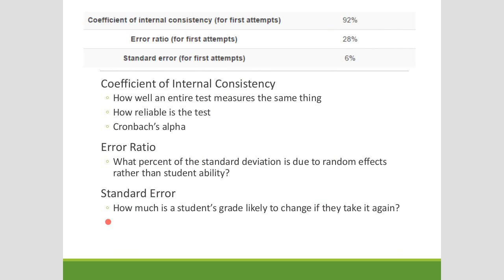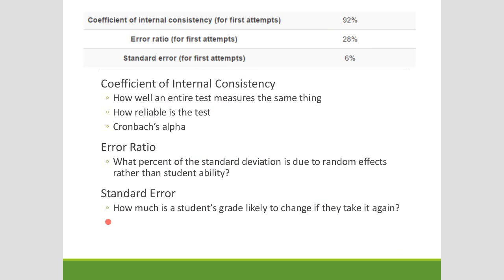Coefficient of internal consistency is measuring how well the test measures the same sort of thing. So when I write a chemistry test, I want that to be a test of chemistry. I don't want it to be a test of chemistry and calculus at the same time. There's no reason for that unless I'm actually teaching calculus and chemistry at the same time. If different parts of the test are measuring different things, then they won't necessarily go together. So what the coefficient of internal consistency does is it tells you how well all the questions on the test essentially correlate with the final score of the test.